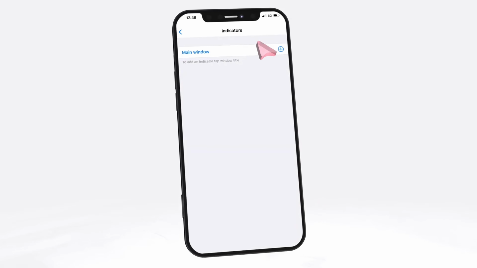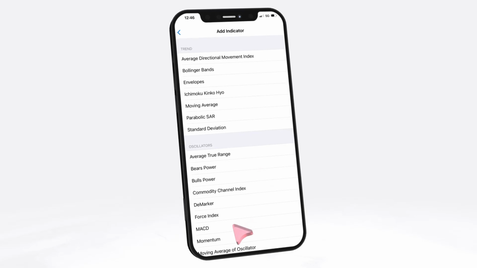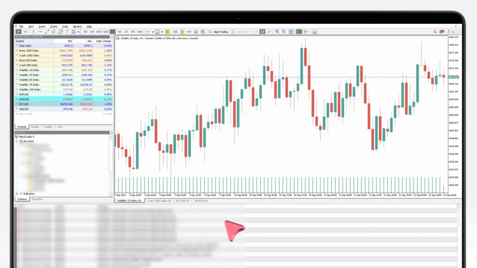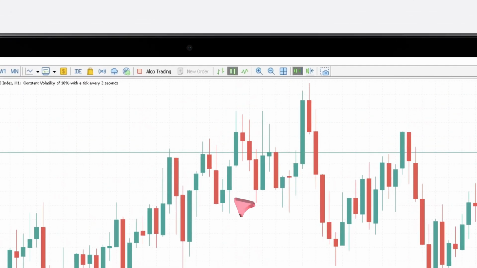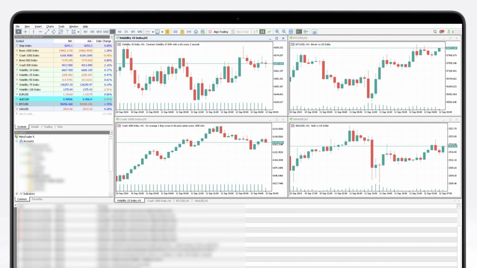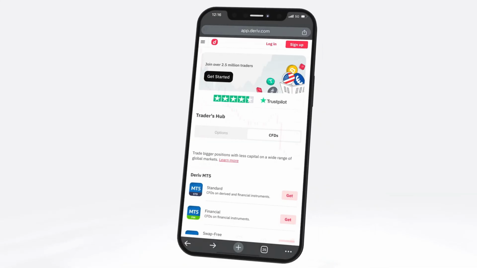Customize your charts, apply advanced technical indicators, and switch between multiple timeframes to optimize your trading strategy. One of the key features of Deriv MT5 is its multi-asset capability, meaning you can diversify your portfolio with just a few clicks. And the best part, you can trade anytime, anywhere from your desktop or mobile device.